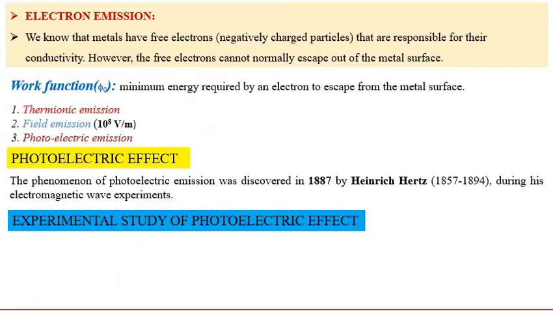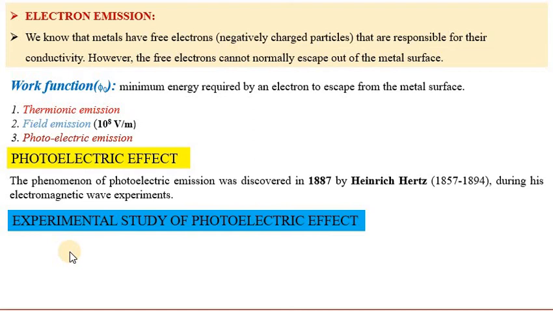And now I am coming to the picture. What is electron emission? It is a very common phenomenon that all metals have a huge number of free electrons, and due to that nature, metals are very good conductors of electricity and heat. We all know that metals are very good conductors of heat and electricity, and the main thing responsible for this property is the free electrons.